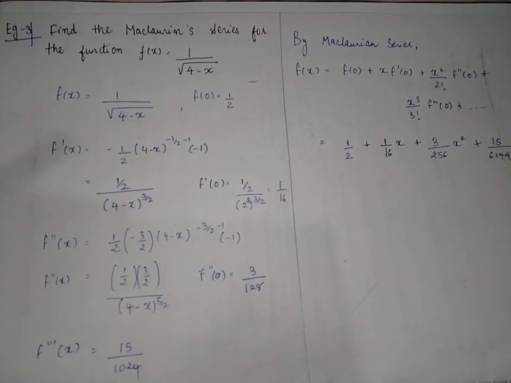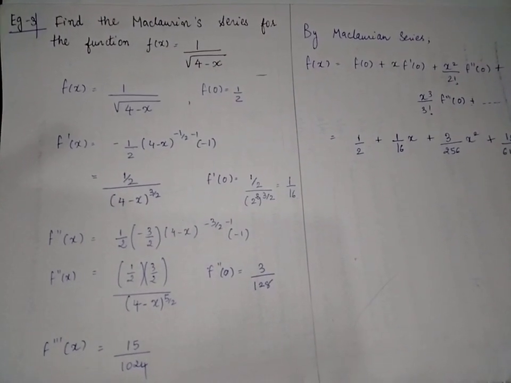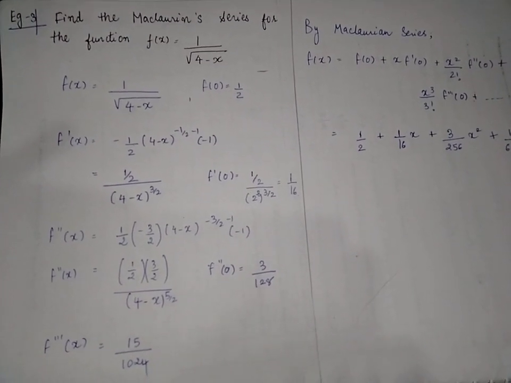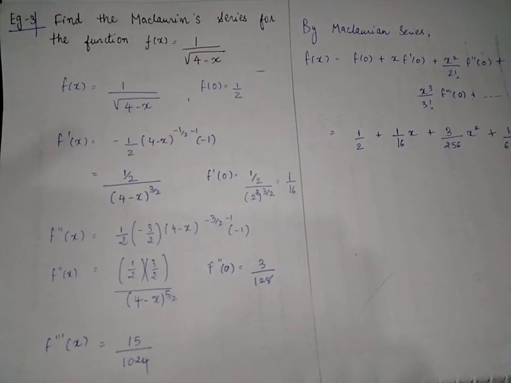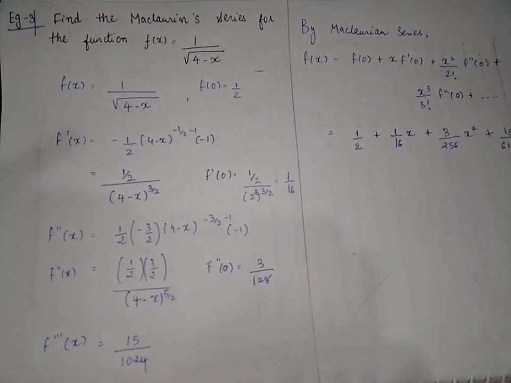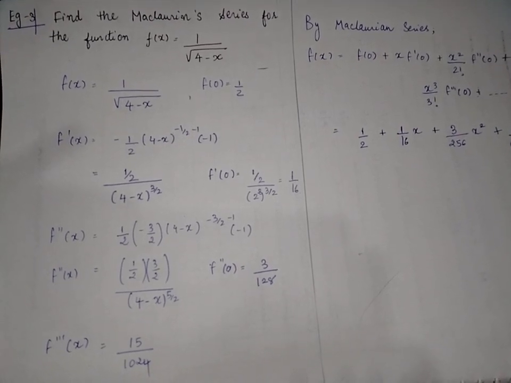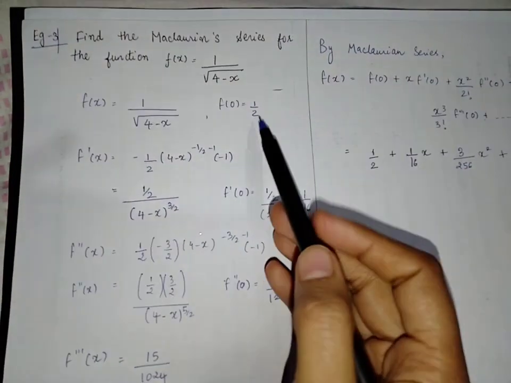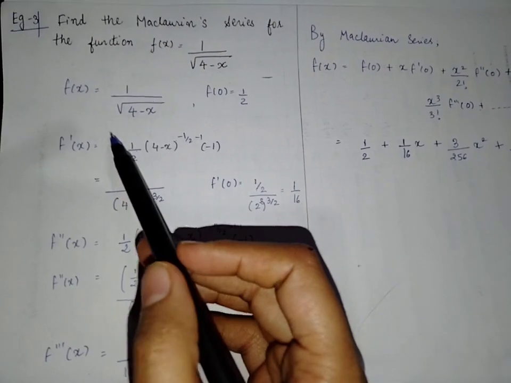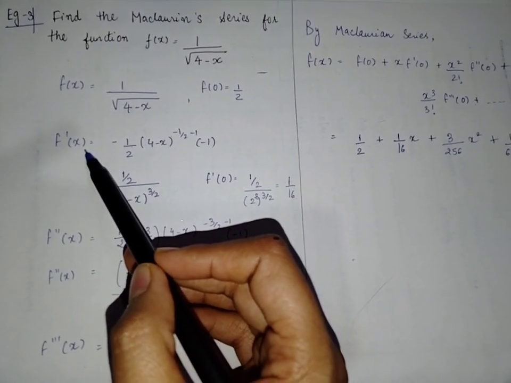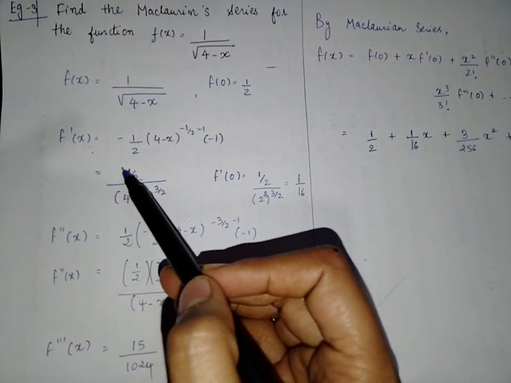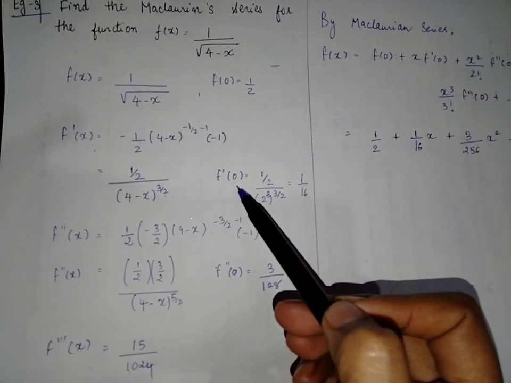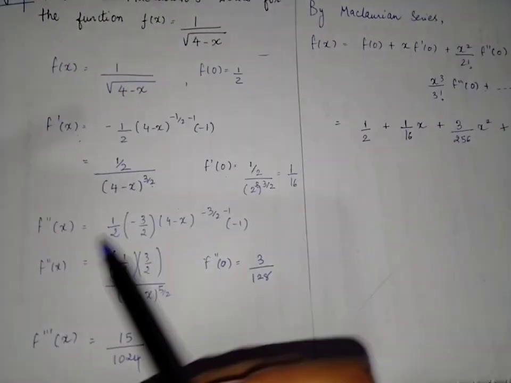So example 3. Find the Maclaurin series for the function f of x equal to 1 by under root 4 minus x. So here f of x is given 1 by under root 4 minus x. And now, according to Maclaurin series, if we put f of 0, then we will get 1 by 2. Okay, here we will get 1 by 2. Then we will take its first derivative f dash of x, and that will be equal to 1 by 2 into 4 minus x raised to 3 by 2. And then again putting the values, we will get 1 by 16.